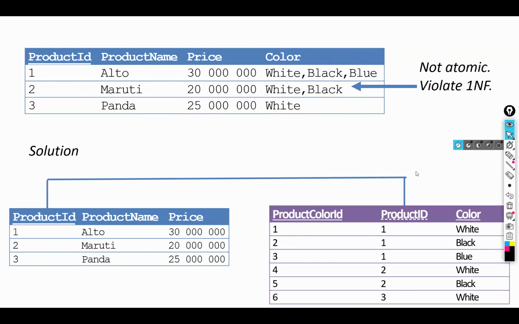So we can introduce a surrogate key also, like product color ID or something, because you need a primary key for the table. This is not going to be the primary key because of duplicates, or you need to make a combination as the primary key. A better thing is to introduce your surrogate key. So now you know that Alto has white, black, and blue. Maruti has white and black. For Panda, you have only white. Same thing, but now in a much better structure. Yes, we have introduced another table, but now the two tables are in first normal form.